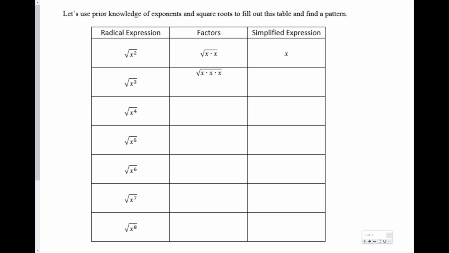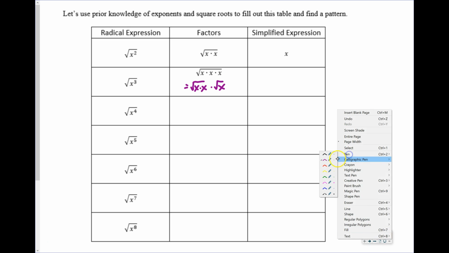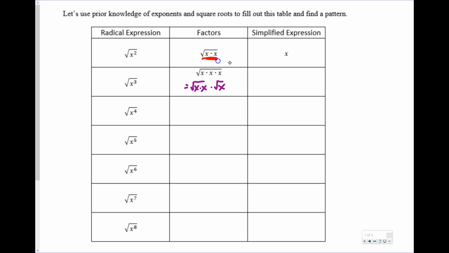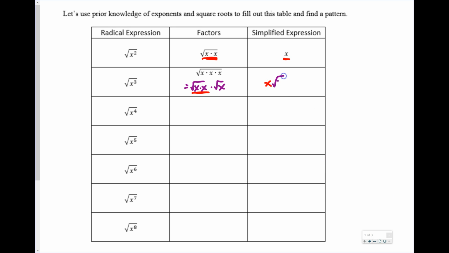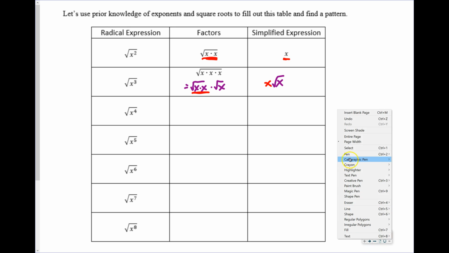So what happens if we have an odd exponent? Well, the factors become the square root of x times x times x. Well, that's the same thing as saying the square root of x times another square root of x. Well, what we just learned from the other table is that this square root of x times x simplifies to x, so this guy must simplify to x and then leave us with that other little square root of x next to it. Okay?